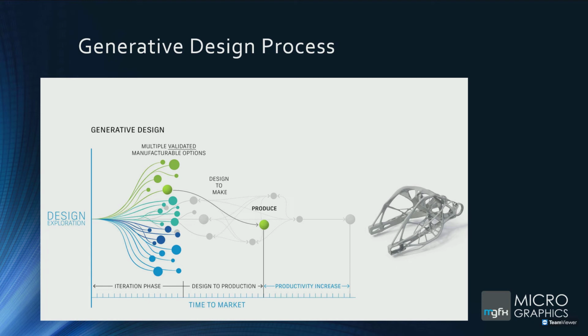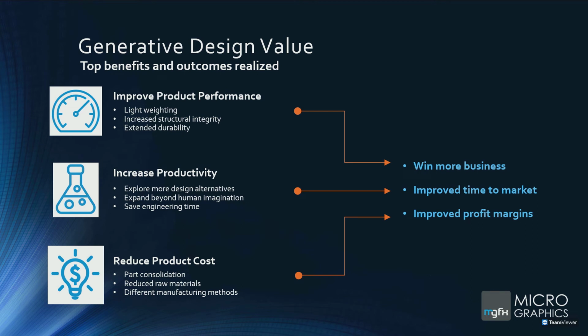So we find that the iteration phase is a lot shorter. And after that, your design to production phase is reduced because you are producing less prototypes. That back and forth to produce, test, redesign, produce, test, redesign is shortened drastically and your productivity increases. We can see there on the right-hand side, we have that productivity increase at the end of the day.